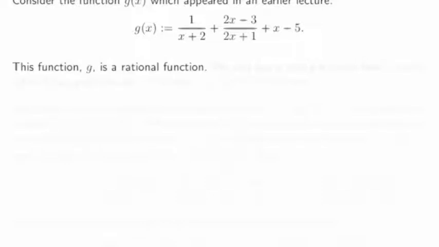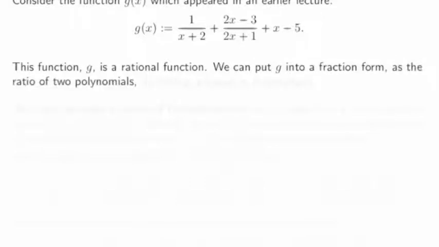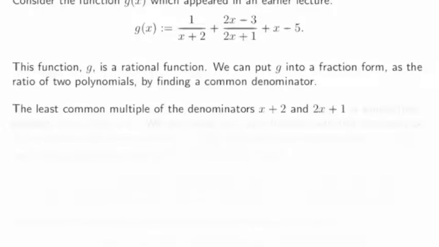Consider the function g of x, which appeared in an earlier lecture. It was a bit complicated. It looked something like this. This function g is a rational function. We can put g into a fraction form as the ratio of two polynomials by finding a common denominator. The least common multiple of the denominators x plus 2 and 2x plus 1 is simply their product, x plus 2 times 2x plus 1.